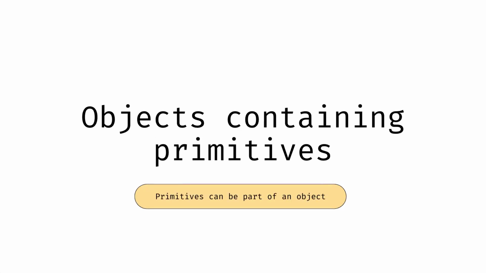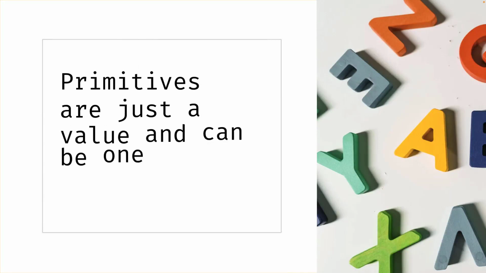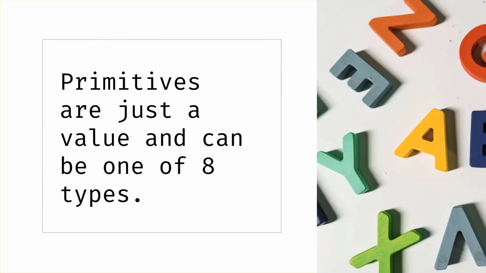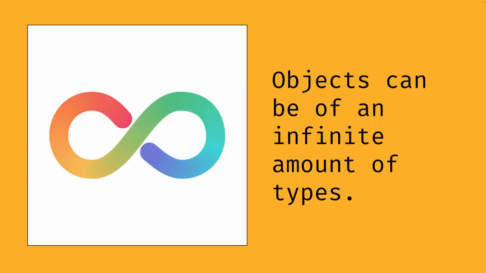Objects can contain primitives. Primitives can just contain a value and are one of 8 data types. Objects can be of an infinite amount of data types, since you can specify new classes that are the type you made up.